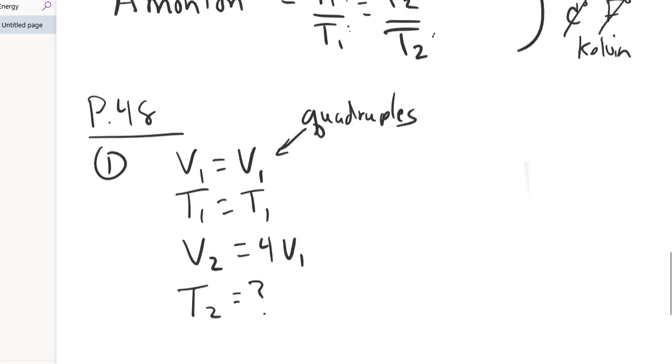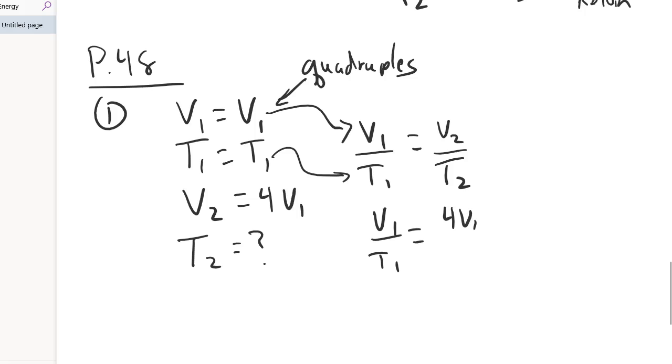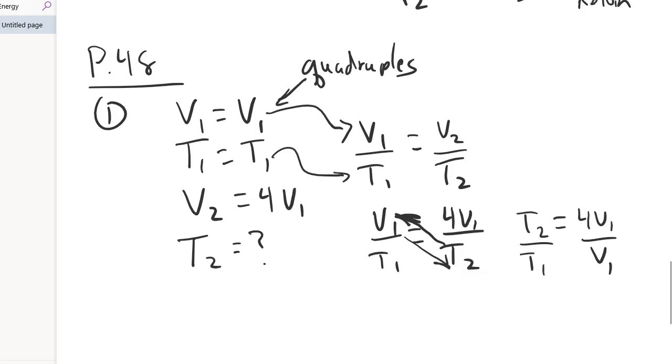Well, we just have to look at our equation and write that down: V1 over T1 equals V2 over T2. Let's put in what we have. V1 is simply V1, T1 is simply T1, and V2 is 4V1, so we have V1 over T1 equals 4V1 over T2. Let's solve this a little more. I don't know if you know how to do cross multiplication, but I like to switch this to this side and this to this side. Then we end up with T2 over T1 equals 4V1 over V1. Then you can divide those out, and you actually have T2 equals 4 times T1.